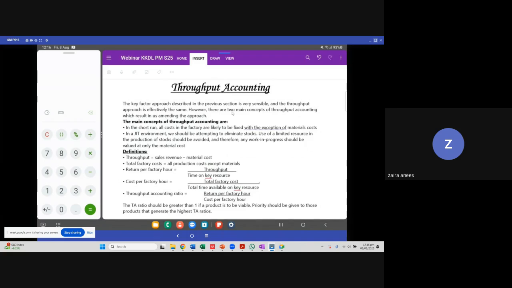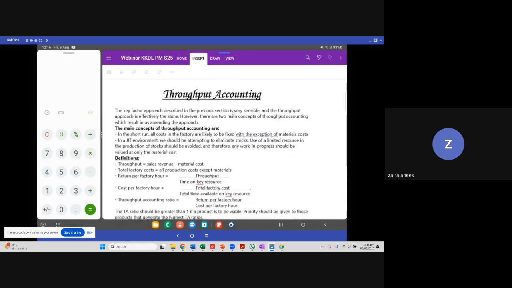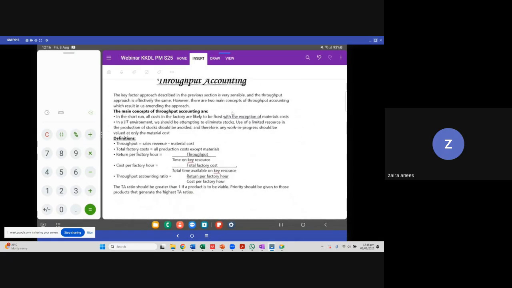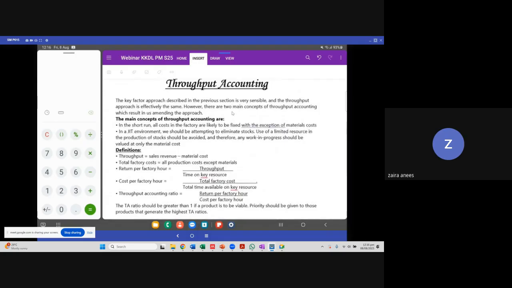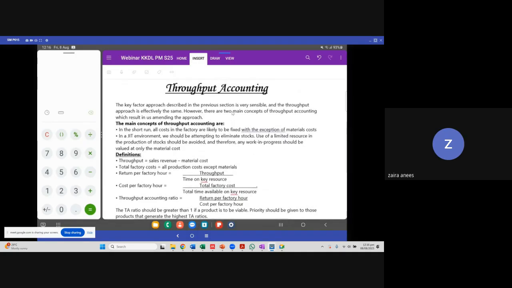All right, I think we should start now. Okay, so now we are moving towards throughput accounting. This is something which is generally a problem for students if you consider all costing methods. Activity-based costing is generally not a problem. Life cycle costing is easy.